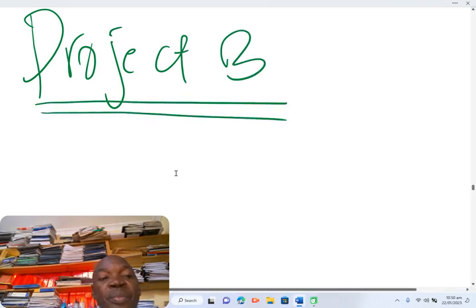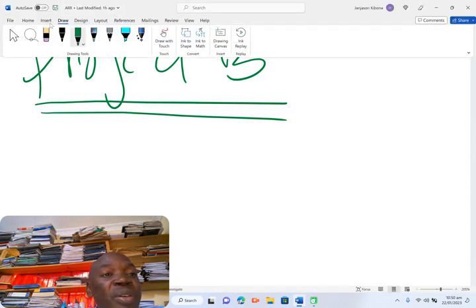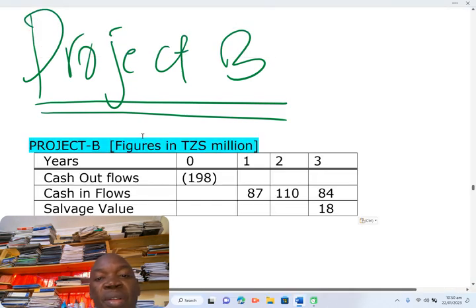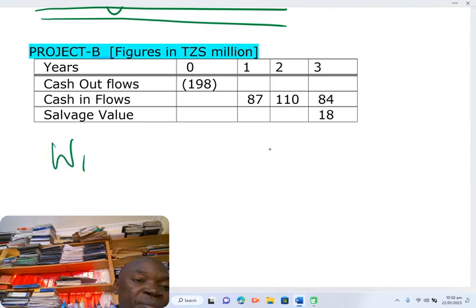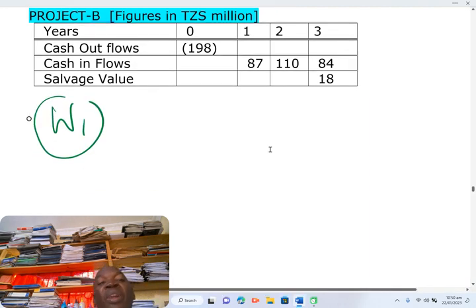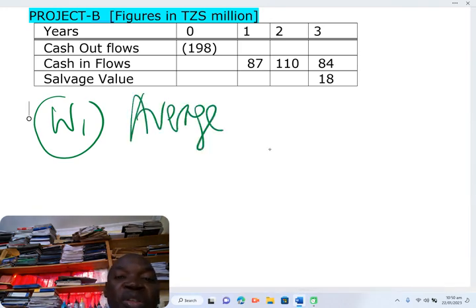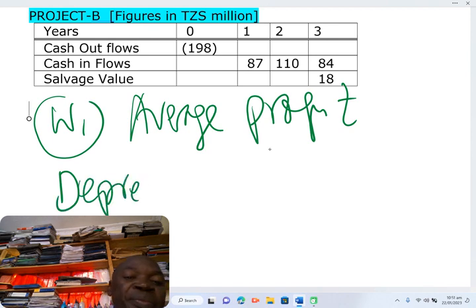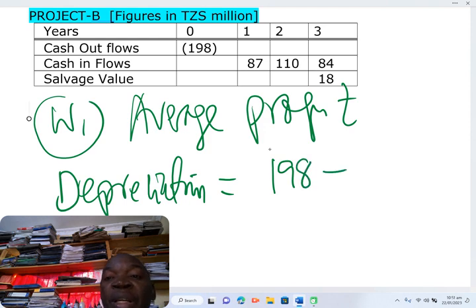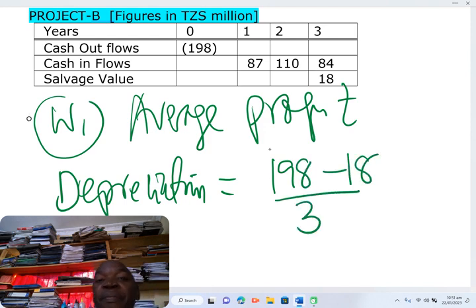Project B is also considered here. Let us start with working one, on average profit. Now it's easier because depreciation is well defined as 198 minus 18 divided by 3.